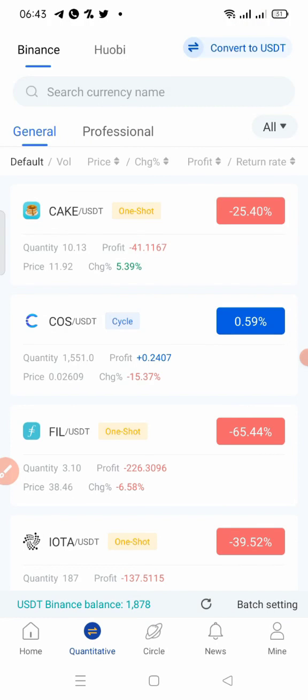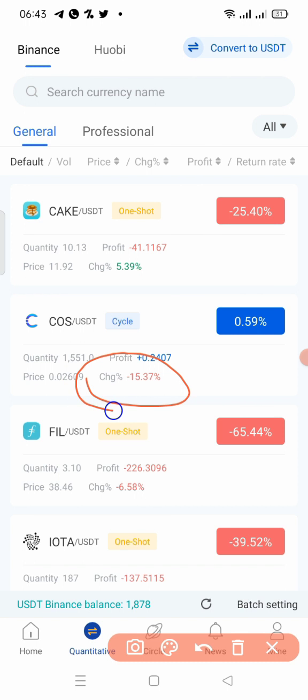Now let us go back to the COS. When should we exit the COS? We should exit once this change percentage goes to green. This change percentage is minus 15.37. Once it changes to green and goes to 3 or 5%, we exit the trade. So I'll be looking at this COS, taking profit on it constantly until it goes to green and gets to 3% or 5%. Then I'll exit the trade.